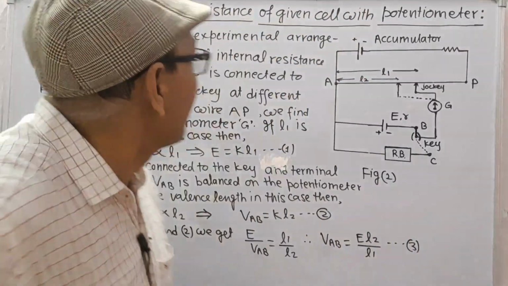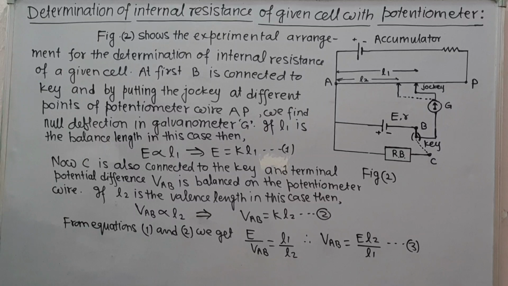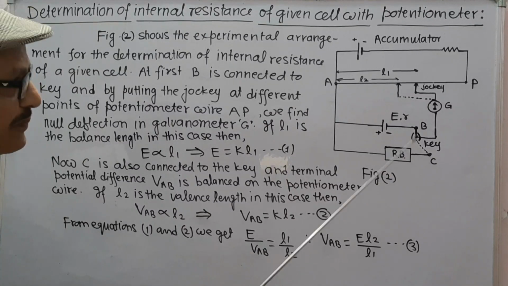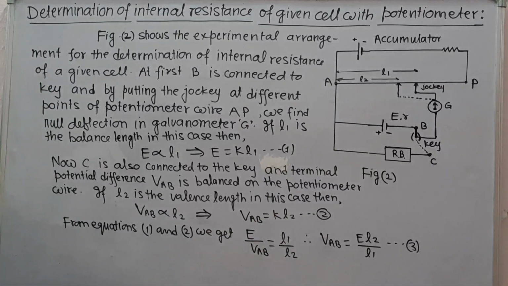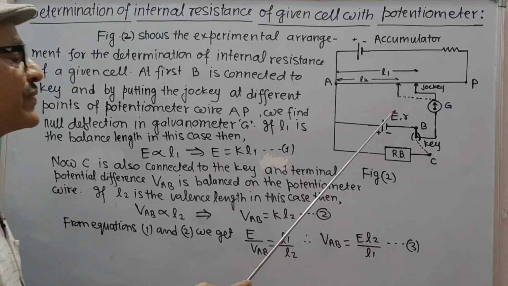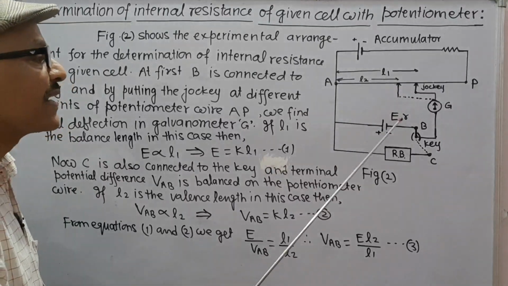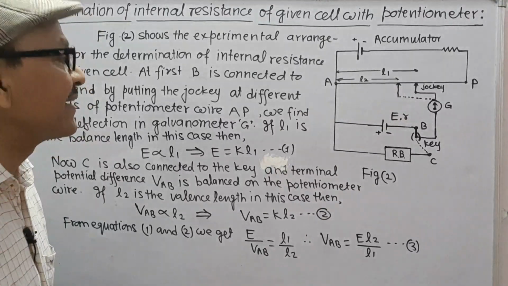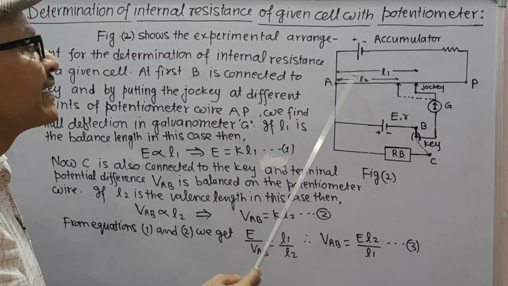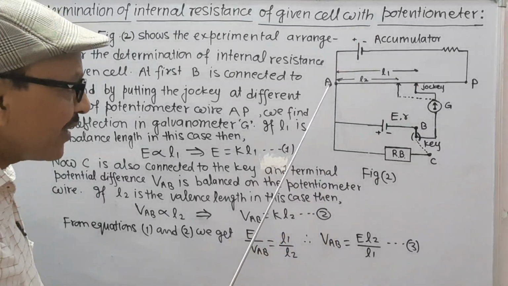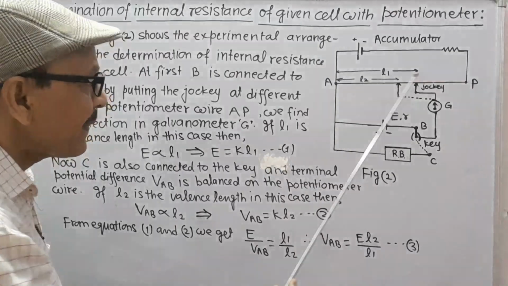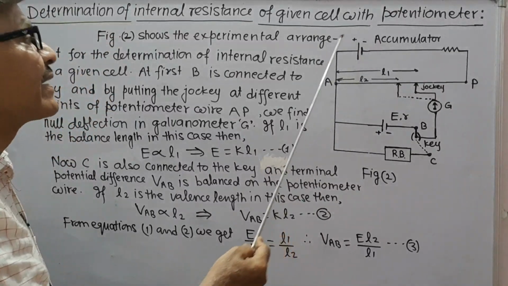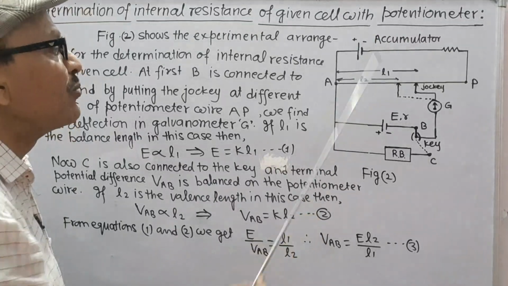Next we take the determination of internal resistance of a given cell with potentiometer. Figure 2 represents the experimental arrangement for the determination of internal resistance of given cell. Suppose E is the EMF of given cell and small r is its internal resistance. This is potentiometer having uniform wire AP, in which constant current is passed with the help of accumulator.